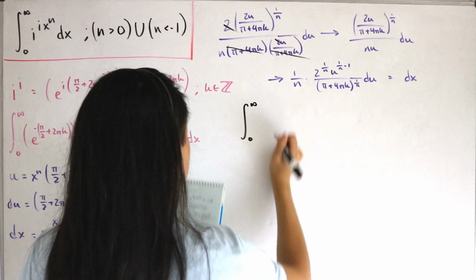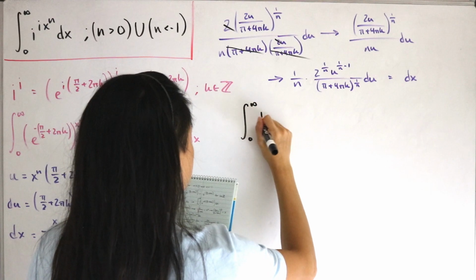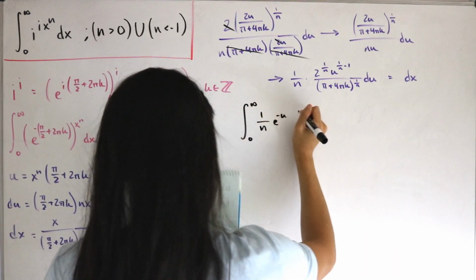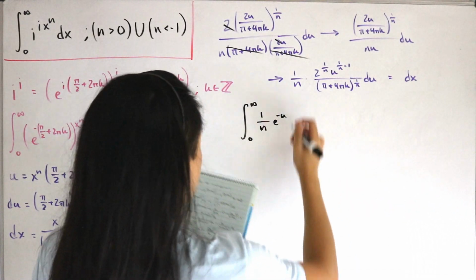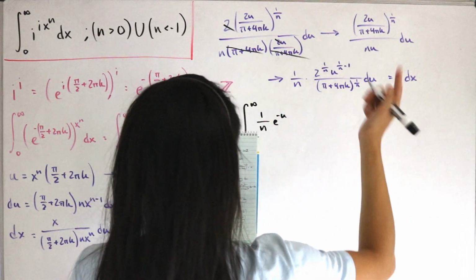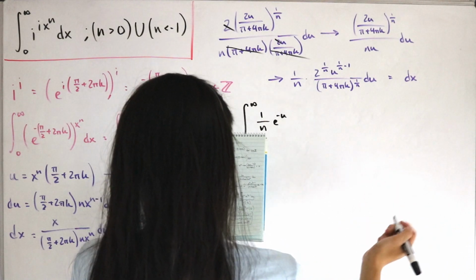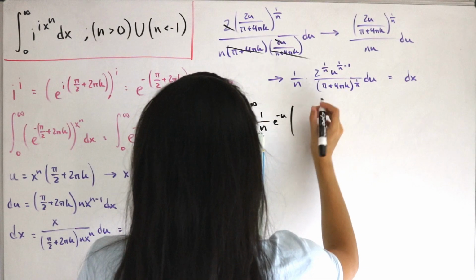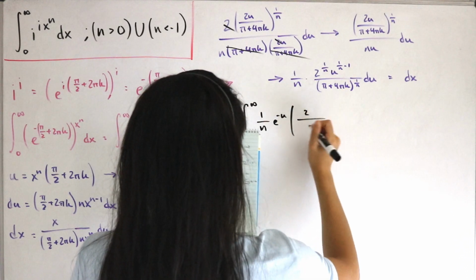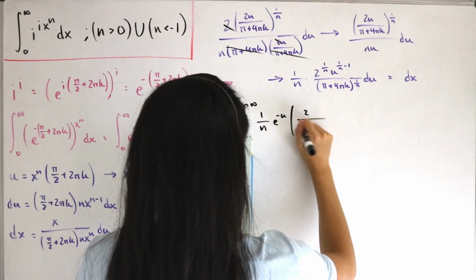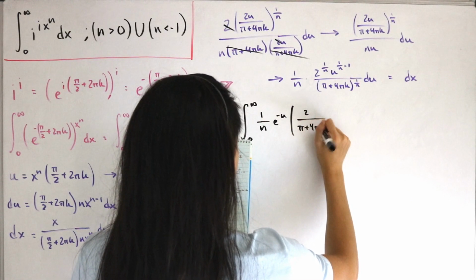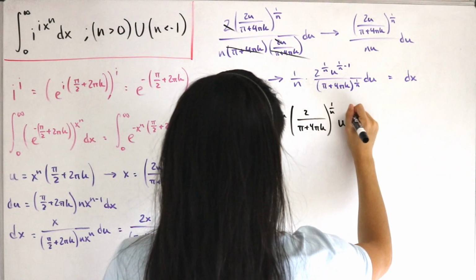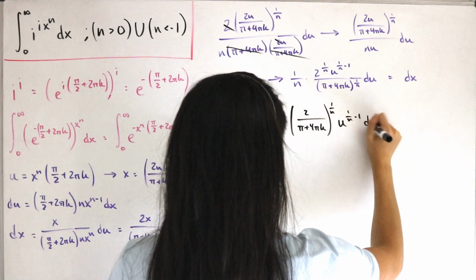It's going to be from 0 to infinity. What we have now is 1 divided by n, and then e to the power negative u. Afterwards, we put in the substitution of our new dx differential in terms of du. So what we have now is the following: 2 divided by pi plus 4 pi k, to the power 1 divided by n, multiplied by u to the power 1 divided by n minus 1, and then du.